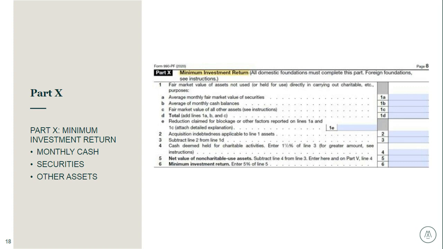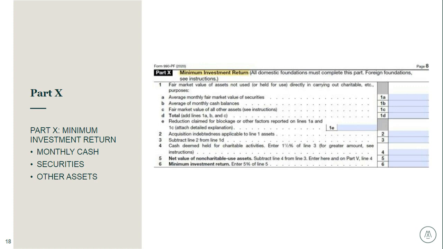Line 1B is a little more restrictive. This is average of monthly cash balances. The instructions do indicate that monthly cash should be calculated using the beginning of month and end of month cash balances averaged over the 12 months. So that is very specific and there's no flexibility there in terms of how you calculate that.